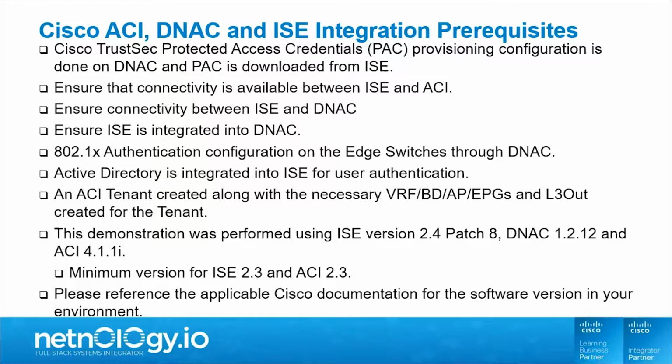An ACI tenant is created along with the necessary VRF, BD, AP, EPGs, and L3 out is created for the tenant. This demonstration was performed using ISE version 2.4 patch 8, DNAC 1.2.12, and ACI 4.1.1i. Please reference the applicable Cisco documentation for the software version in your environment.